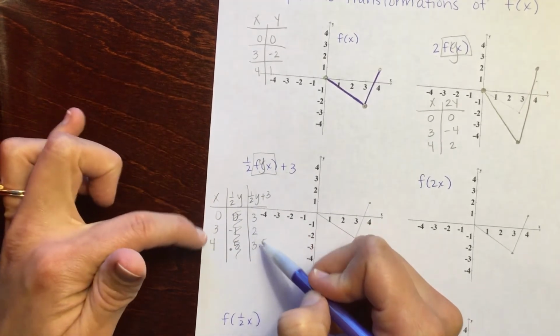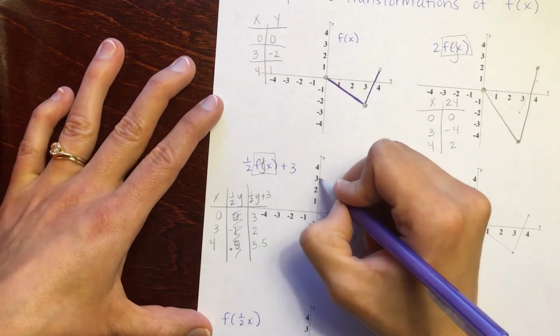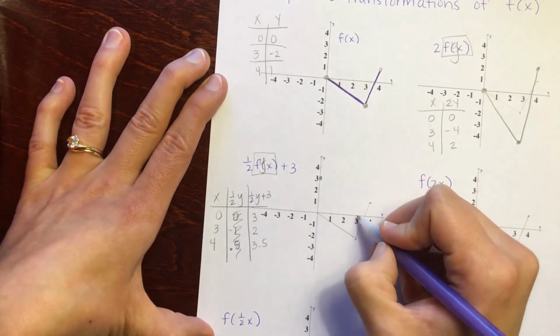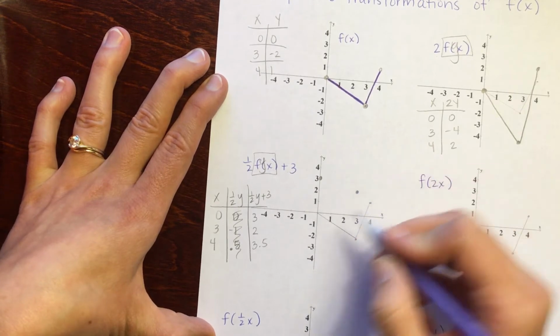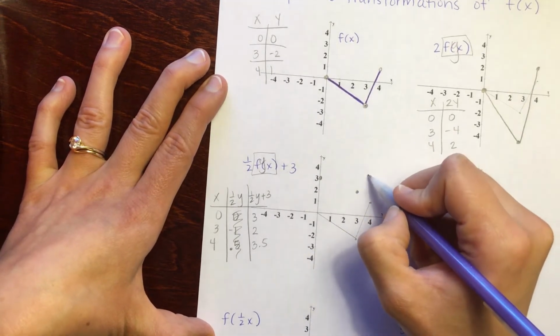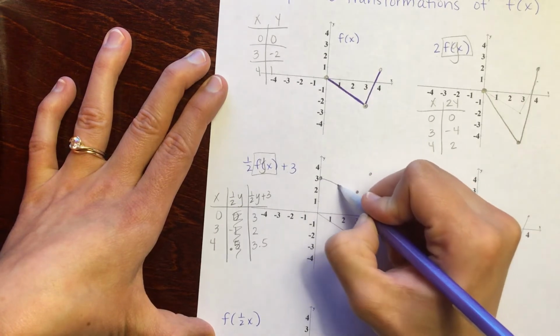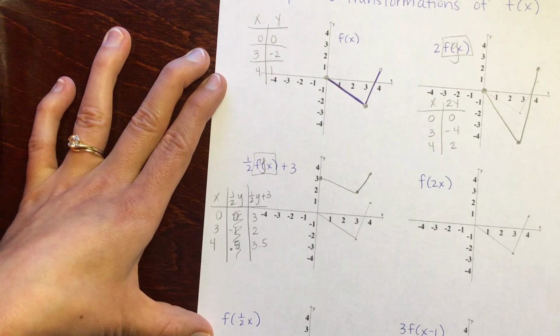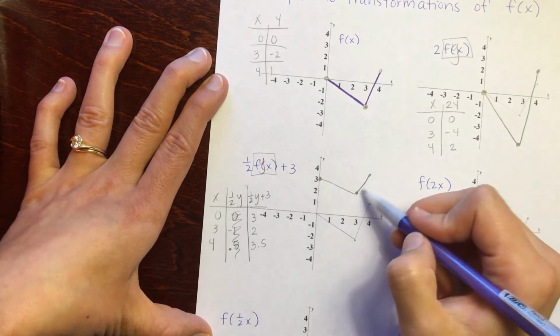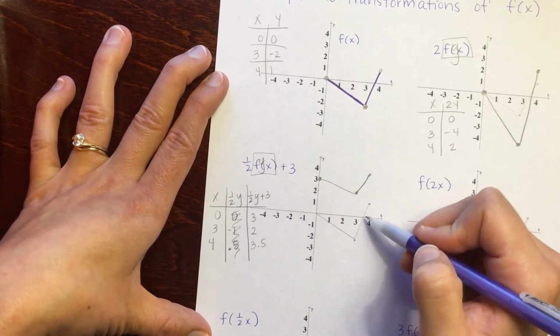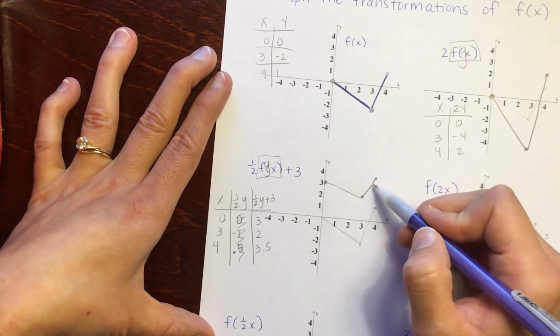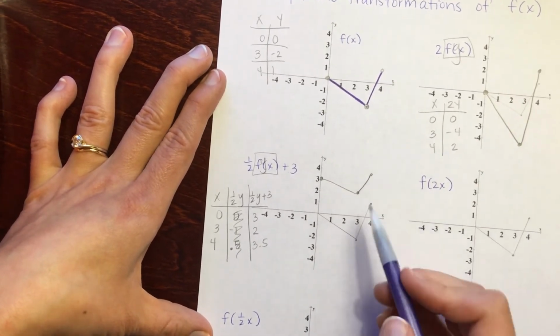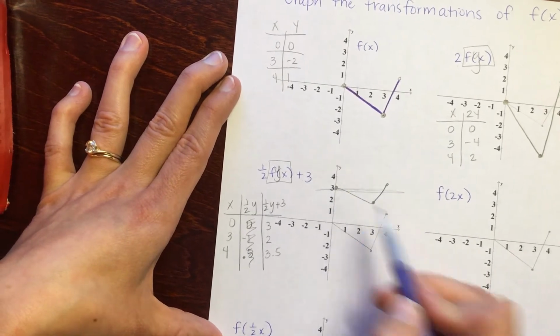So these are the 3 coordinate points I'll plot. (0, 3), (3, 2), and (4, 3.5). All right, connect the dots and you'll see, it's kind of hard to see because my coordinate grid didn't show up, but the graph should look not quite as steep and deep and high, and the vertical transformation here is smaller, and then of course the whole thing's been moved up 3 spaces.